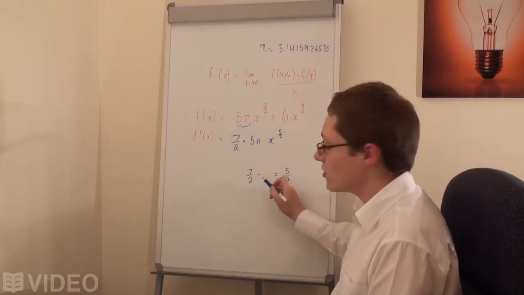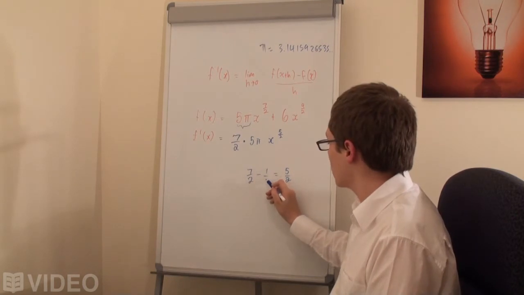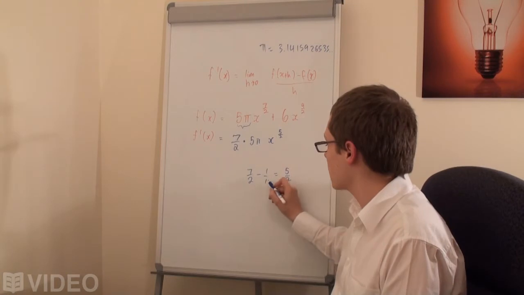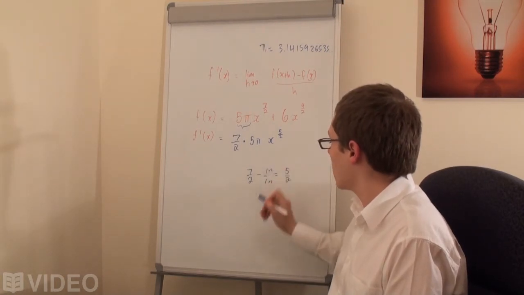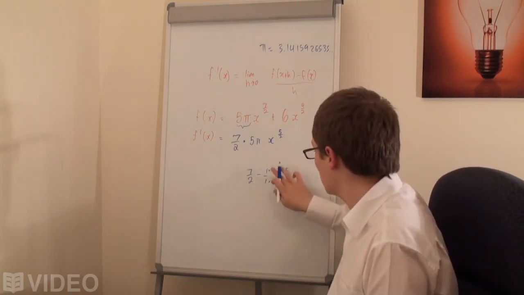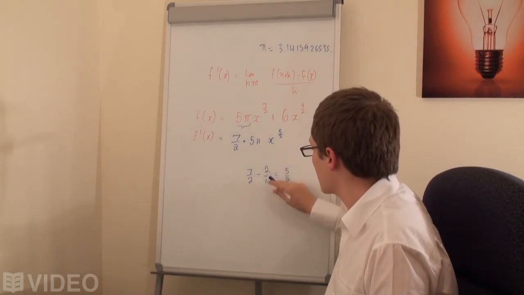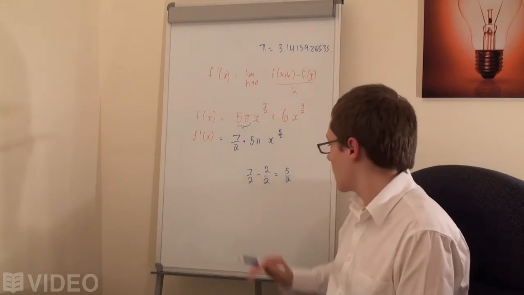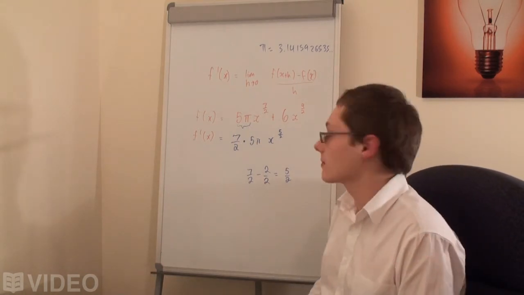If you want a little demo on how this works, consider it as being 7 on 2 take 1 on 1. In order to subtract fractions, we need them to have the same denominator, so we multiply both of those terms by 2, and hence we get 7 take 2 on that. And therefore we get 5 on 2.